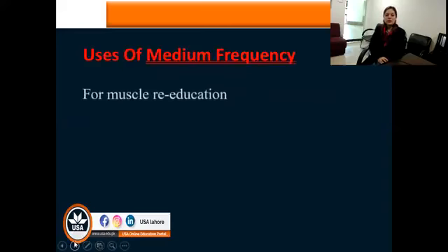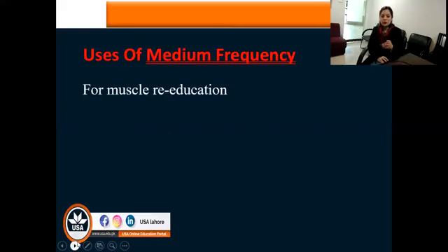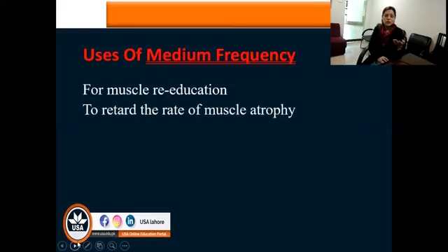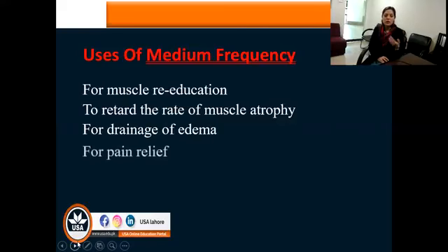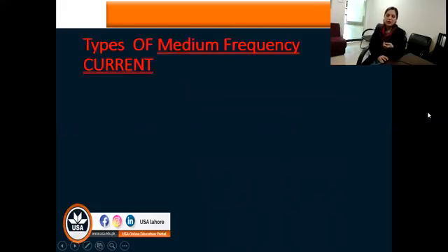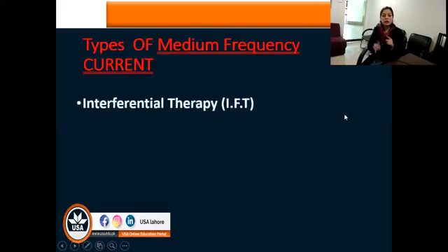The medium frequency currents are preferred for muscle re-education. They are used to retard the rate of muscle atrophy, for the drainage of edema, and for pain relief as well. Let's discuss the types of the medium frequency current. I already told you there are two types: number one is interferential current and the other one is Russian current.